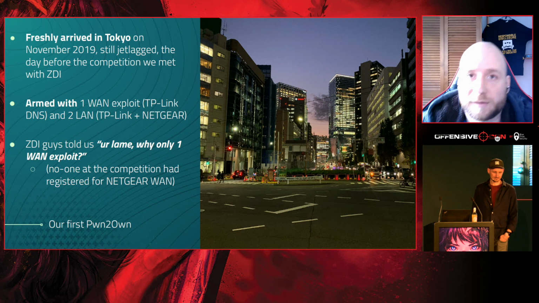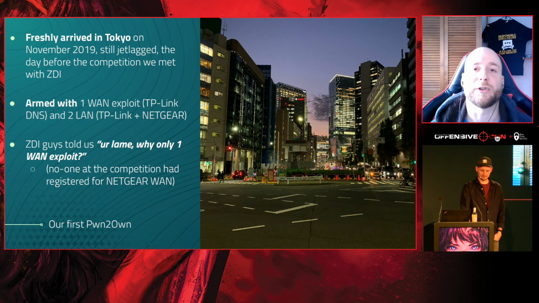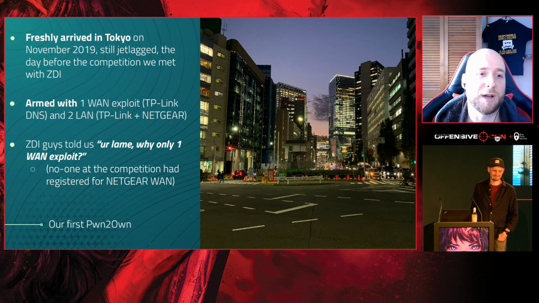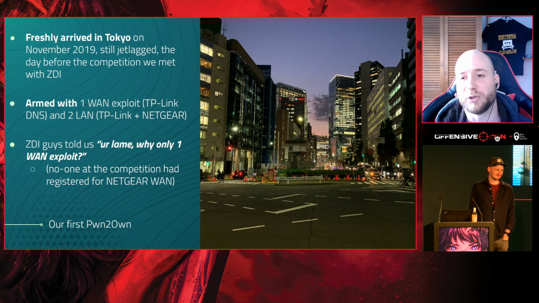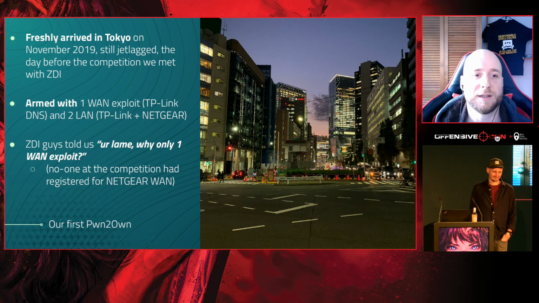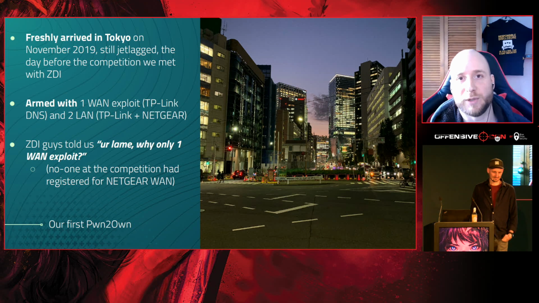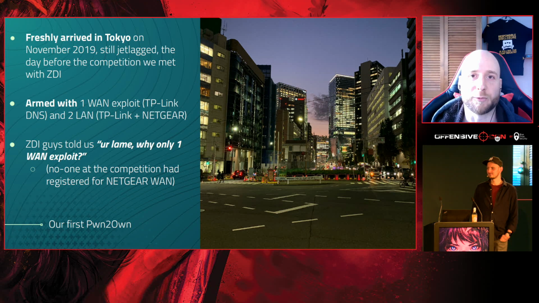So imagine this: we just arrived in Tokyo, for the first time ever, fascinated by Tokyo lights. This is November 2019. We're still hugely jet-lagged because we had to travel at least 10 hours to get there. And the day before the competition, we meet with ZDI to arrange for the competition. We come armed with one WAN exploit, the DNS one we just described to you, and we got two LAN exploits. And then we have a meeting with ZDI, and they just start to tease us.